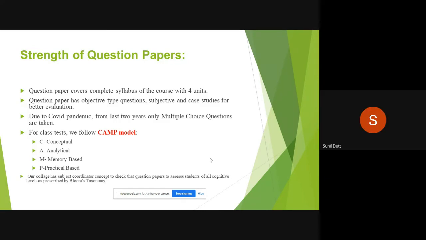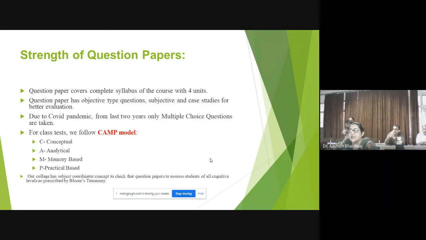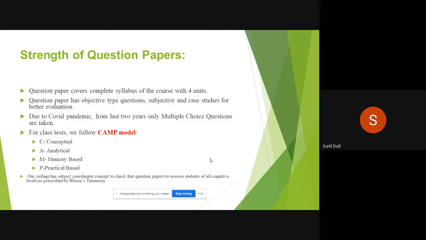This is the end semester paper, yes. End semester. Okay. This is provided by the university. Yes, sir, but that is again set by we people only, people from the various colleges. We only set the question paper, so the criteria for setting up the question paper is what has been told here, sir. So any weaknesses you have observed in the university exam question paper?